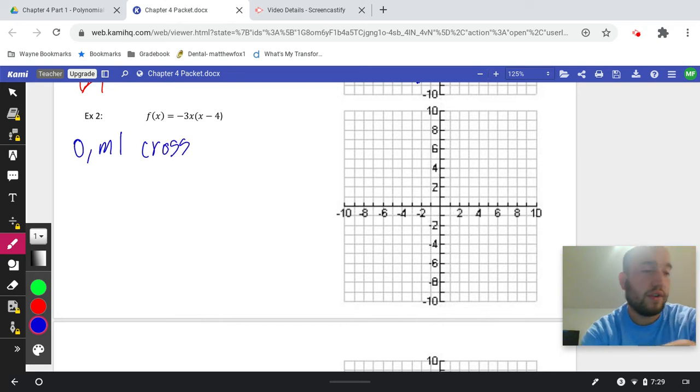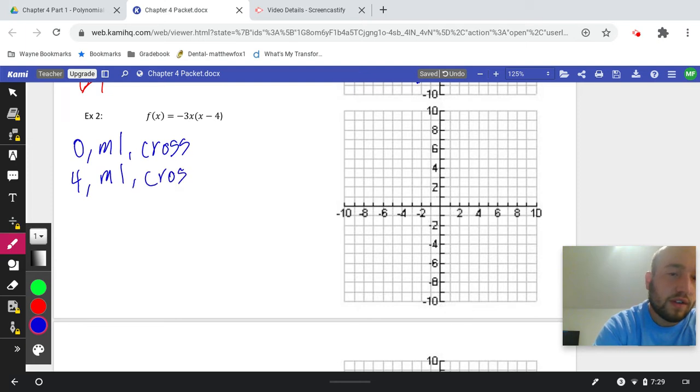Then there's another one, a 0 of 4, that also has a multiplicity of 1. And that will also cross. So now let's go ahead and plot those 2 points. So 0 and 4. And I'm going to put a C by both of them because they're both going to cross.